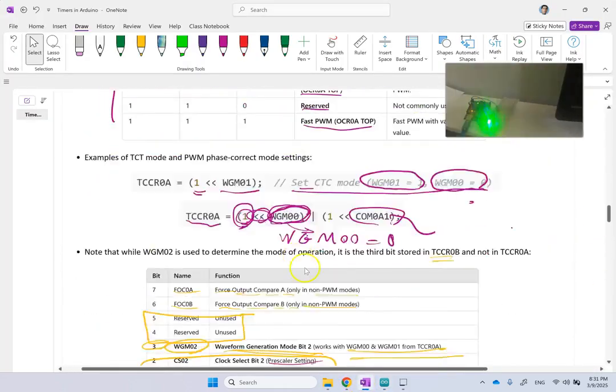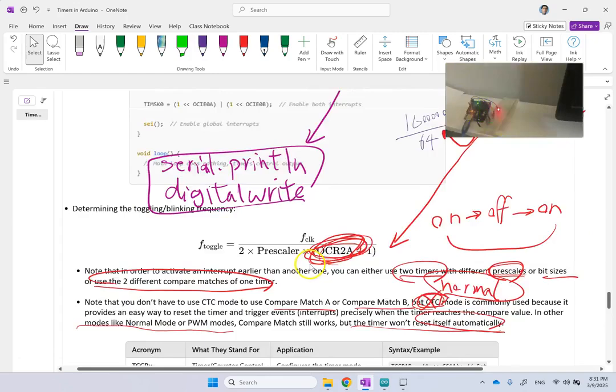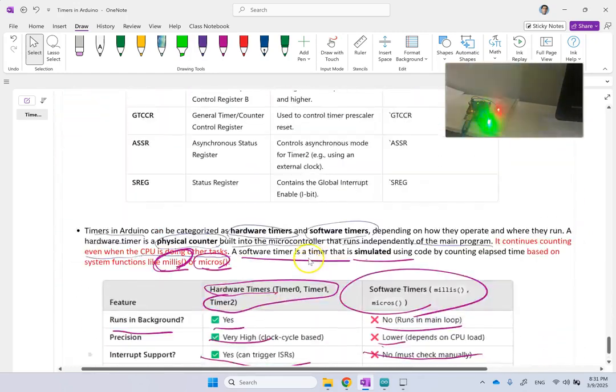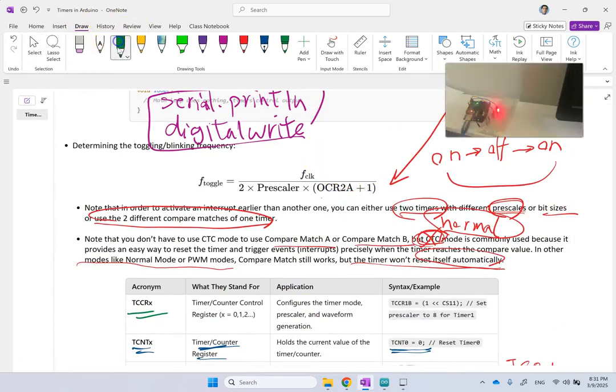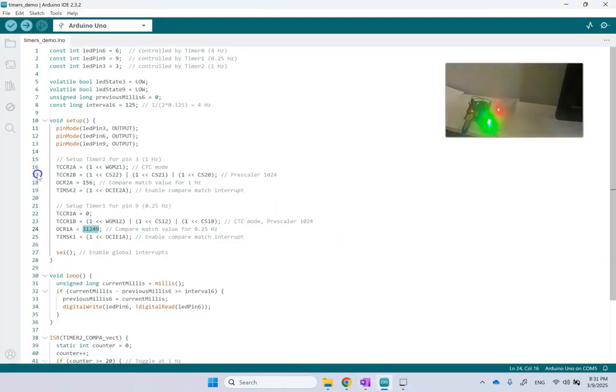Based on this formula, I exactly counted, because I know this one, I determined this one, I picked this one, I know exactly this one. So from here, I can exactly calculate my OCR. And that's exactly what you can see here done. Again, compare enable match mode, and then I use the sei to enable all global interrupts.